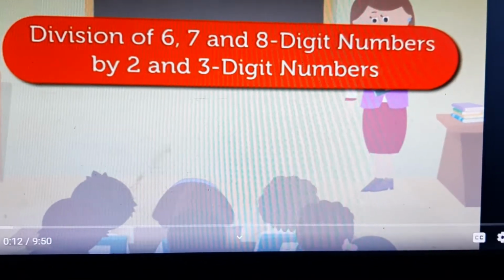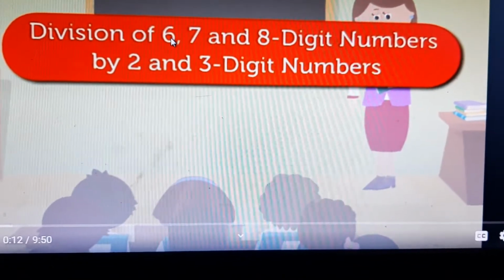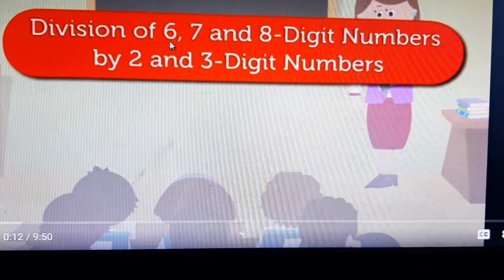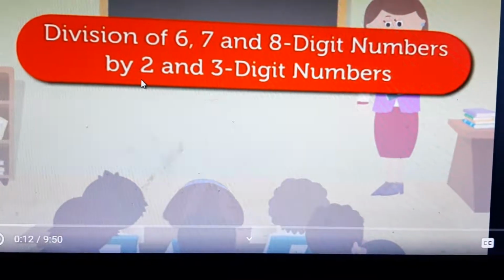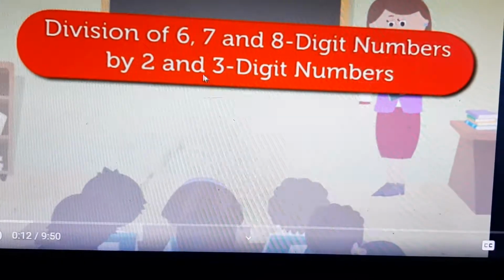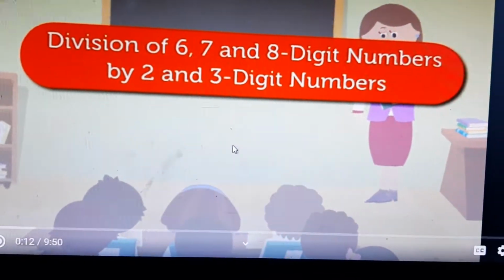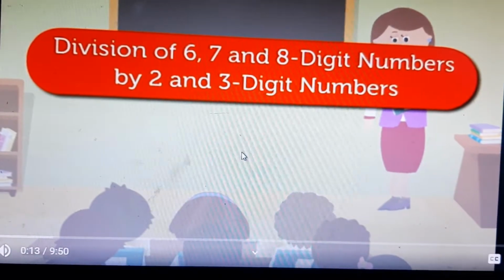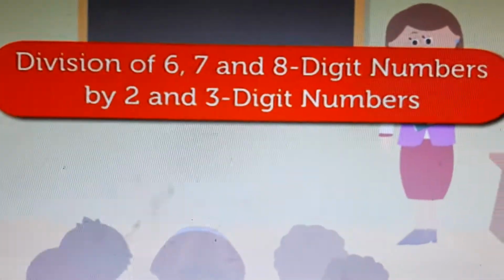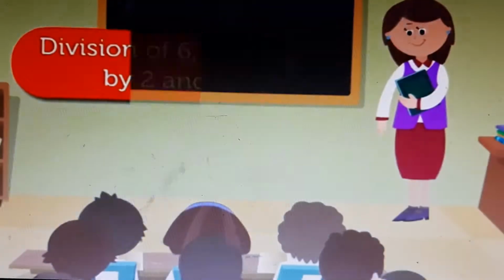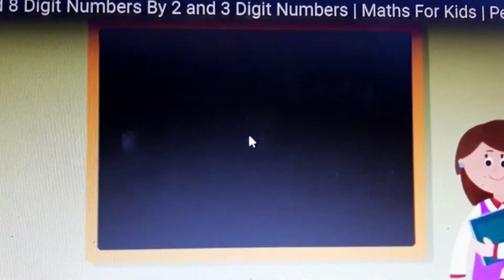So today we will deal with division of large numbers, which have 6 digits or 7 digits or 8 digits, and we will divide them by numbers which have 2 digits or 3 digits. So let us see how we divide and how well you divide large numbers, because division is fun. And remember that when you divide, you get a smaller number as the answer. So let us see here.